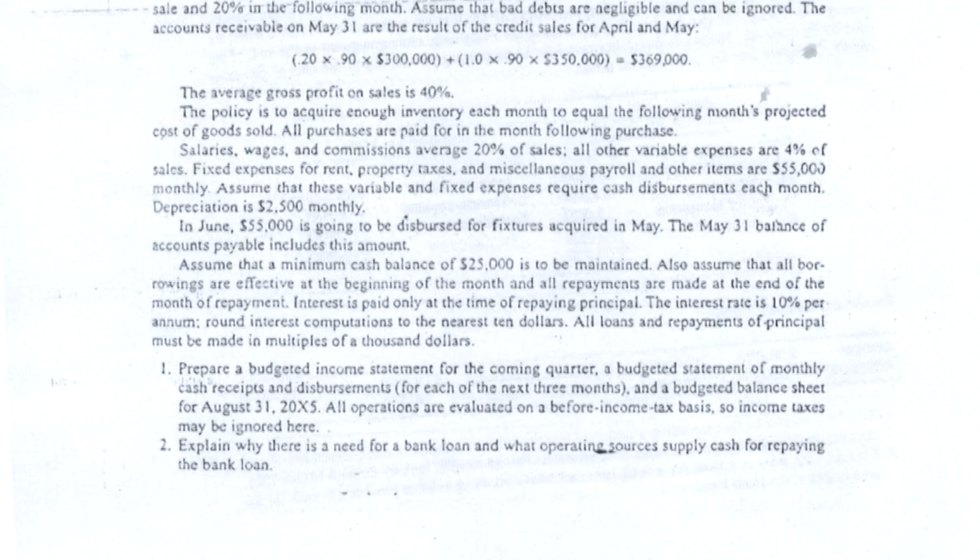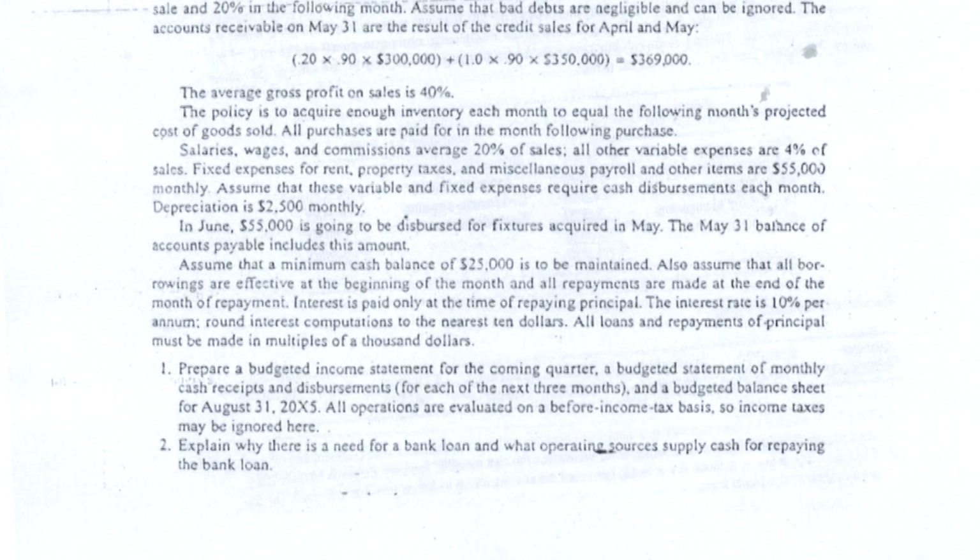So, we have to start the budget from the month of June, and end the budgeting process by 31st August. So, we are going to prepare the budget for 1 quarter, that is a period of 3 months: June, July and August. All operations are evaluated on a before income tax basis. So, income taxes may be ignored here. No need to mention the income taxes.